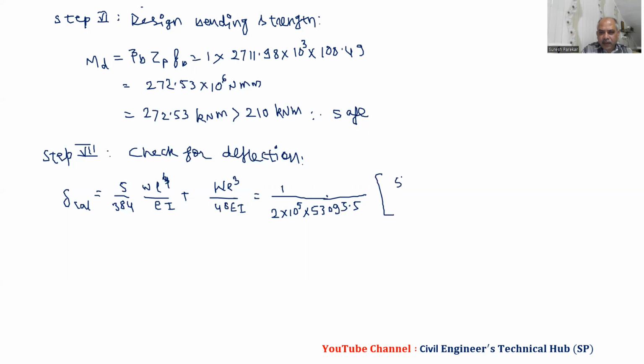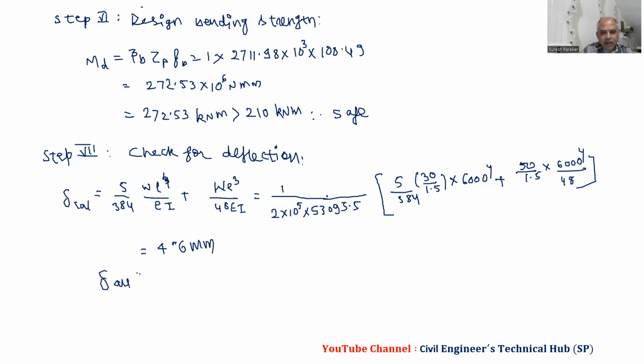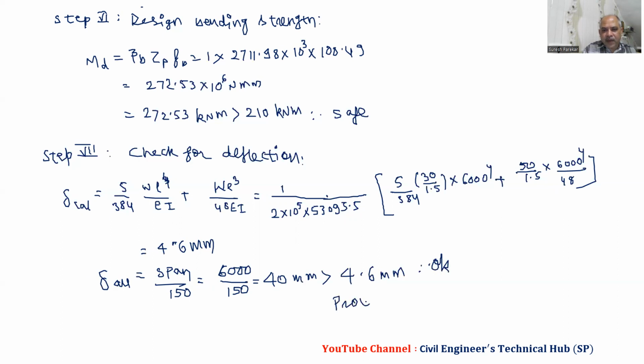in bracket, 5 by 384. Then we have 30 upon 1.5 into 6000 to the power 4, plus 50 upon 1.5 into 6000 to the power 4 upon 48. And if we calculate this value, we will get 4.6 millimeters. And we have delta allowable, span by 150, and then this will be 6000 upon 150, and this comes 40 millimeters, which is greater than 4.6 millimeter. Therefore, okay, provide ISMB 550.